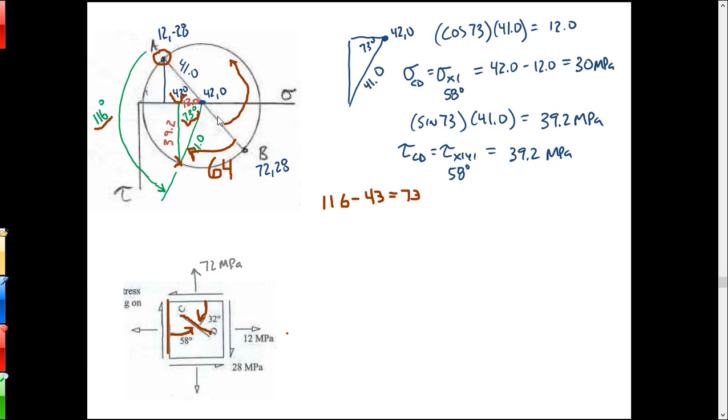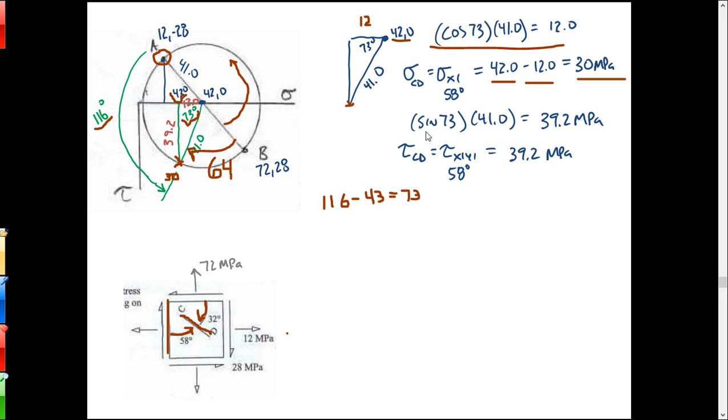Okay, so we got a triangle down there with a hypotenuse of 41 and a vertex angle of 73. And remember that the vertex is at an x value of 42. So I do the basic trig first: cosine 73 times the hypotenuse gets me 12. That's the value right here. So I take 42, where I'm starting, minus the 12, that gets me 30. That's the coordinate value right there. I'm at 42 at the center, where the vertex of that triangle is, and I'm going back 30. So 30's the x for this point right here.